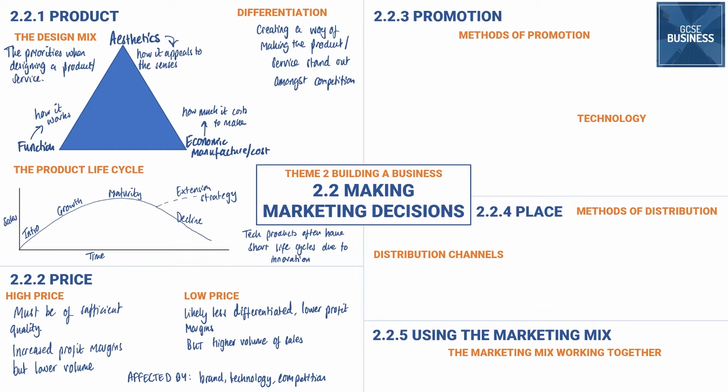Promotion, there's a little bit more to say. So 2.2.3 promotion. When we talk about methods of promotion, we're going to go through a bunch of them, and we'll talk about the advantages and disadvantages of each one. We'll start with the classic, so advertising. There's loads of different versions of advertising: TV, radio, print, online. Online obviously is probably the more prevalent one now, but it's worth mentioning some of the older versions as well.